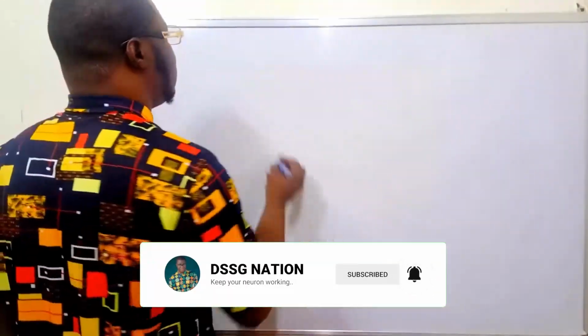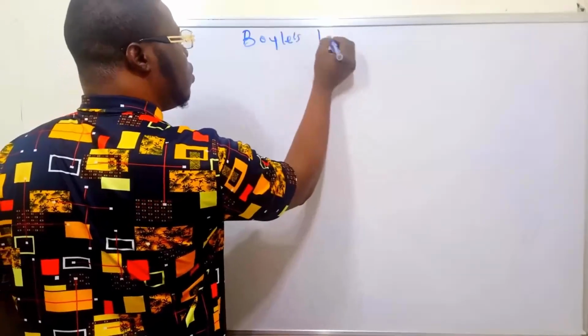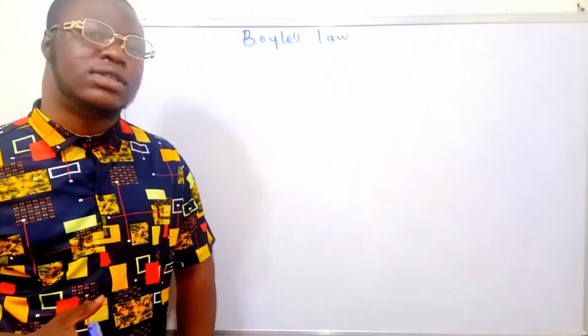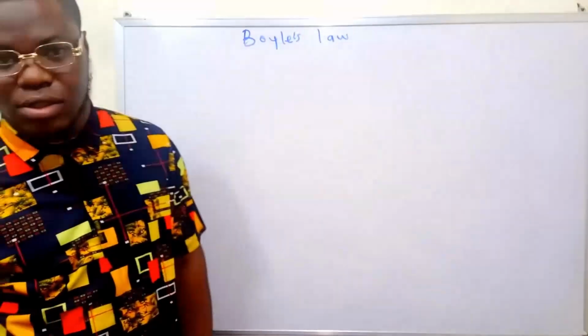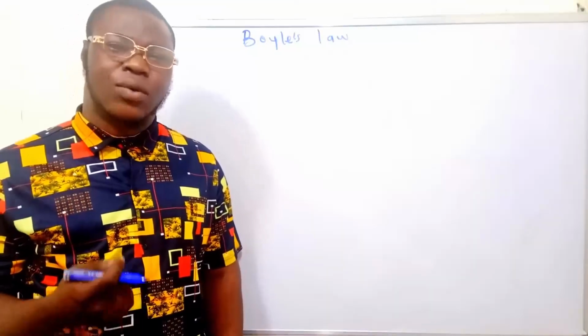And now let's talk about the two laws in physics. The first law is called Boyle's law. Boyle's law in physics is telling us that the volume of a given mass of gas is inversely proportional to its pressure. Now, what is the meaning of that?